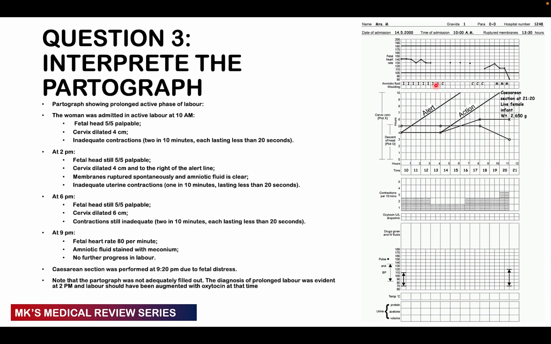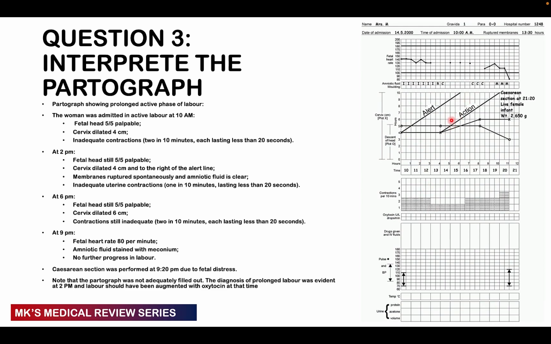So somewhere around 14 hours, this woman was reassessed. So there was clear liquor that was there. The cervical dilatation was still at 4 centimeters. The descent was still at 5 out of 5. And she had still inadequate contractions. Now they had even dropped to 1 contraction every 10 minutes, lasting less than 20 seconds. Then not even for 2 hours later.